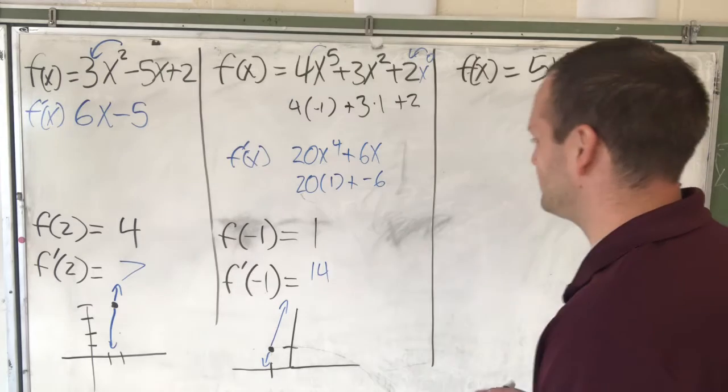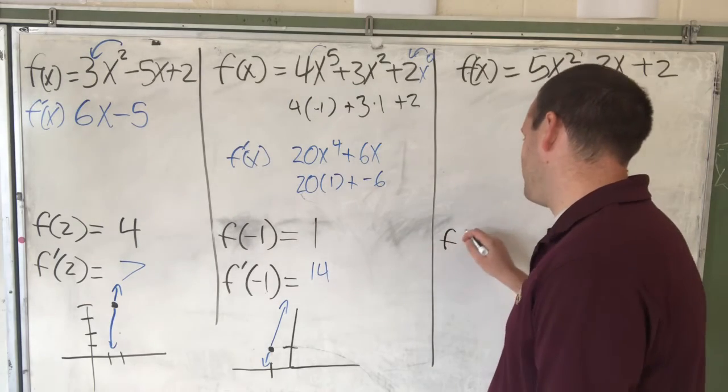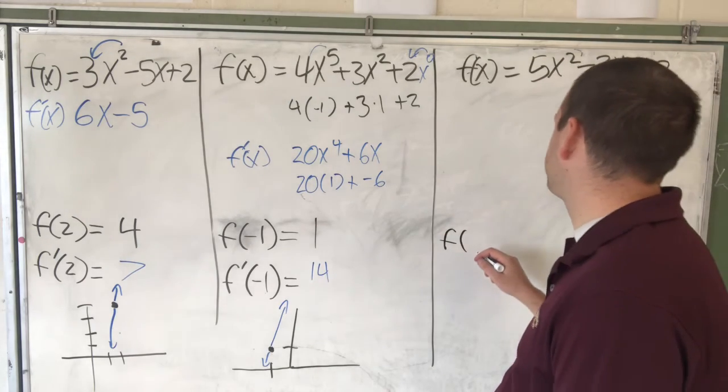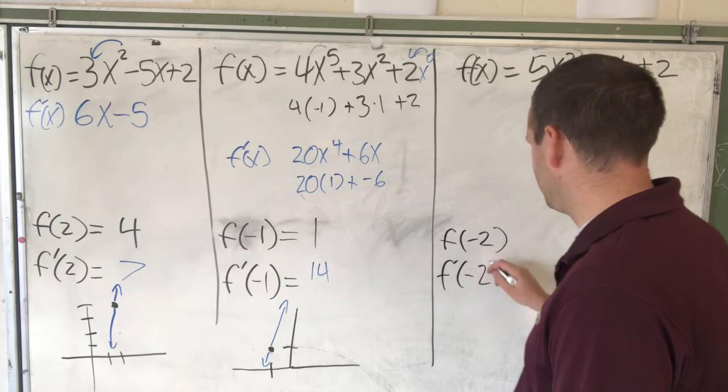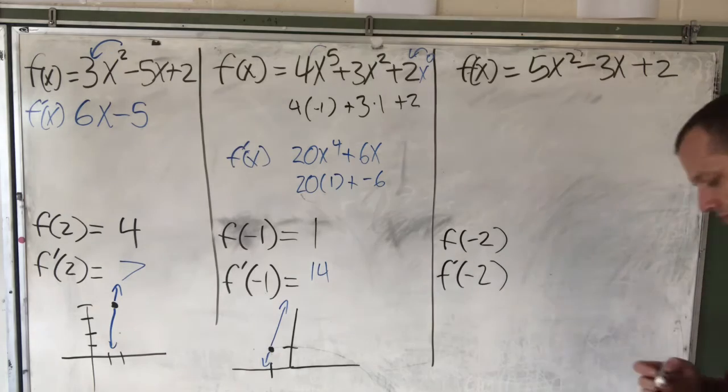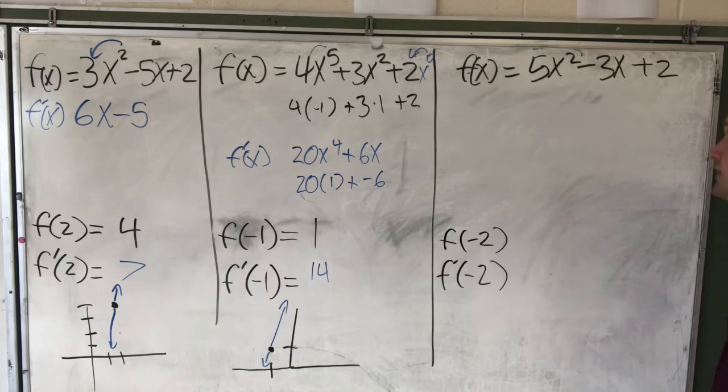You probably already have the derivative. Let's do f of -2 and f prime of -2. Okay. If you need to take a second to do that, go for it. All right, let's do the first one.